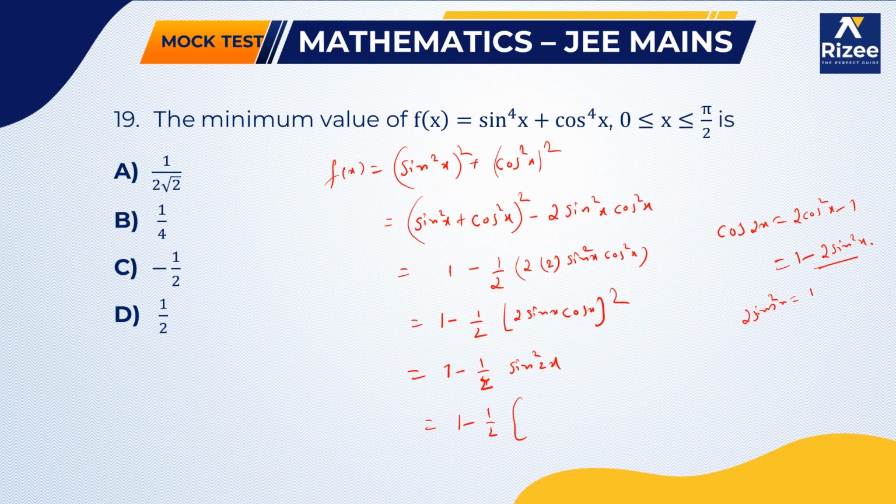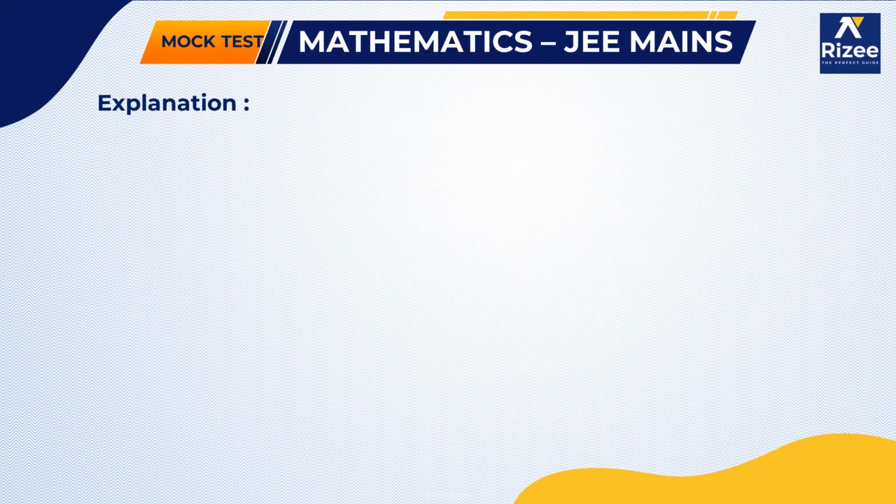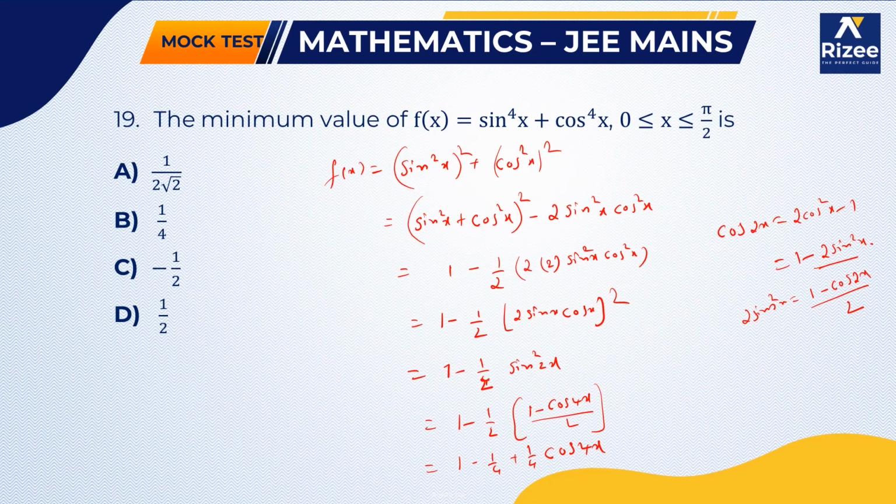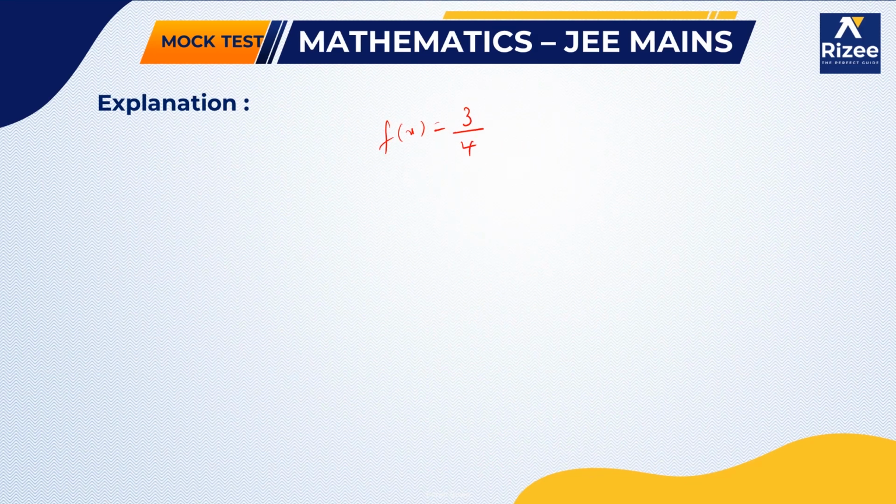So by using this formula we can write 1 minus cos 4x by 2, which is 1 minus of 1 by 4 plus 1 by 4 cos 4x. So f of x is equal to 1 minus 1 by 4, which can be written as 3 by 4 plus cos 4x by 4. The cos x function lies between the range of the function cos x.